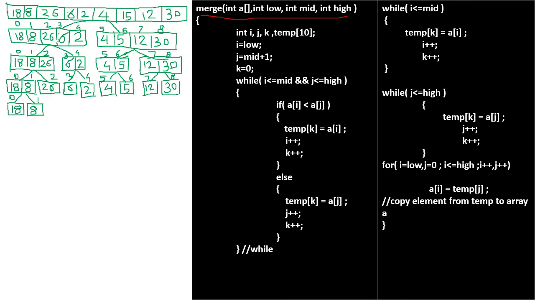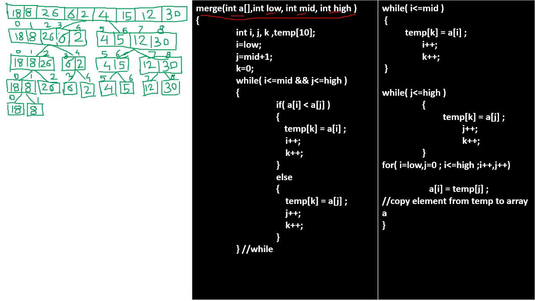Here four parameters are required for the merge function. First is A, the array list. After that the low value, then the mid value and the high value. When we get only one element in a sublist, at that time the merge function will execute.